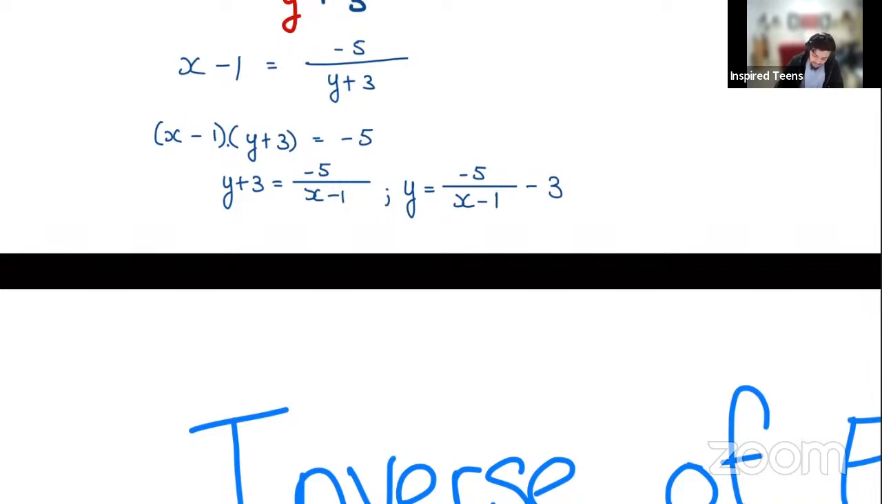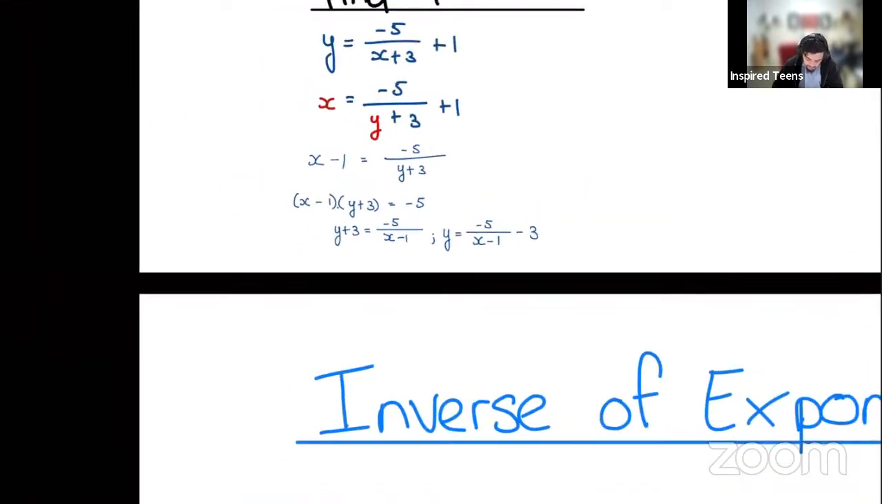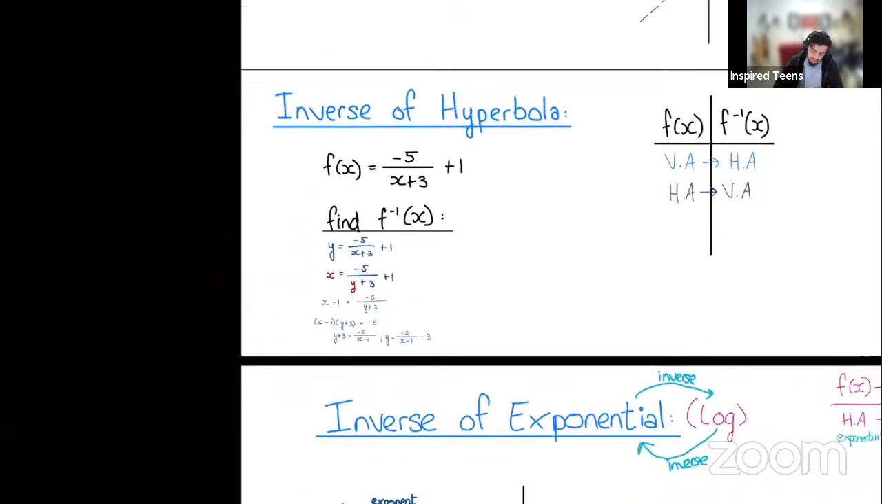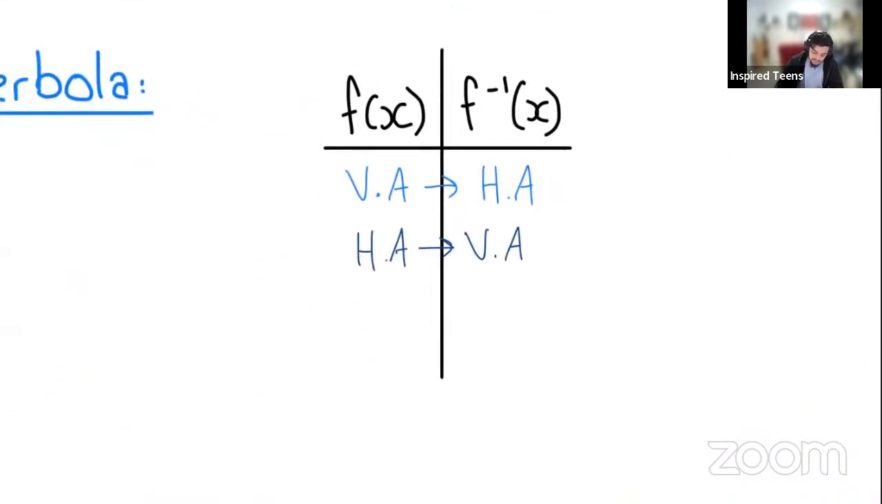And you'll notice that the inverse of a hyperbola is actually a hyperbola again. Okay. And we have a little note here that says that, which makes sense, by the way. Remember, the vertical asymptote has an x coordinate and the horizontal asymptote has a y coordinate. So from the regular function to the inverse function, the vertical asymptote actually becomes the horizontal asymptote.